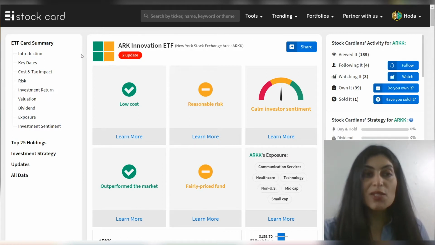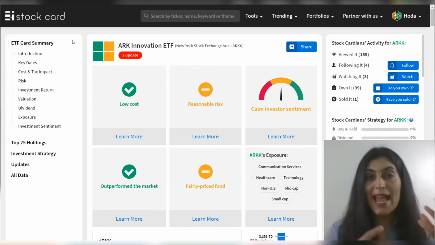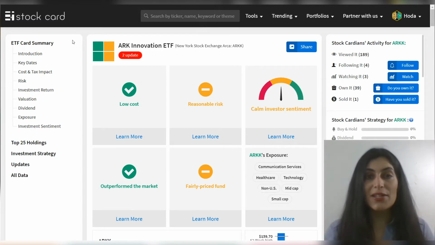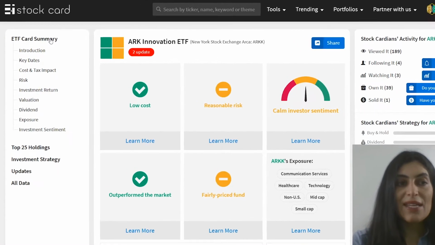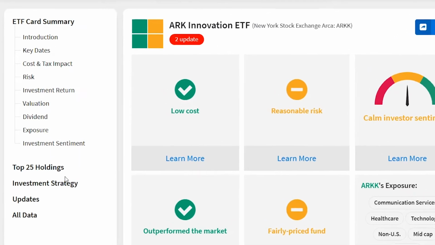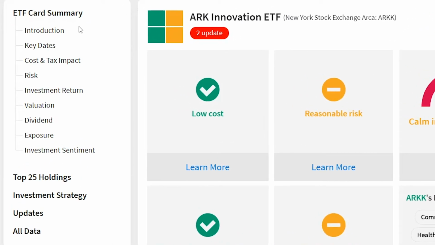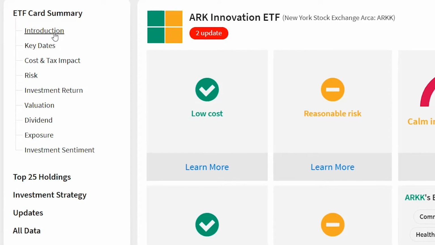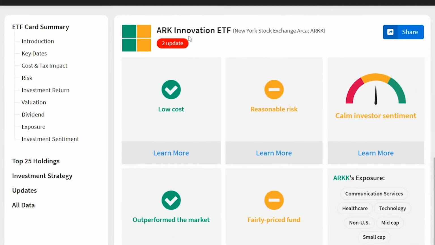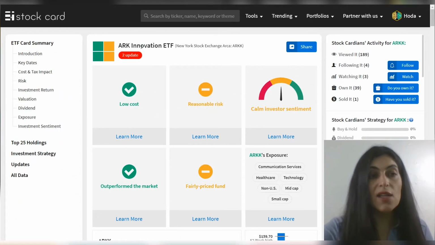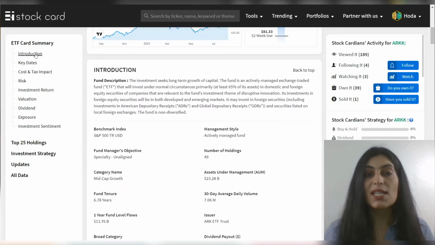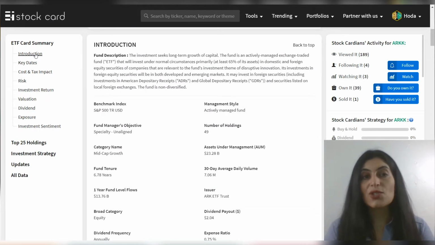First of all, a lot of you told us you want to be able to navigate through stock cards much more easily than just clicking on layers, as the stock cards are presented to you in a layer format. So we added this navigation panel on the left-hand side of ETF cards. The way the navigation panel works is that anything you're interested in, you can click and it directly takes you to that section. So for example, maybe you didn't know what ARK Innovation ETF, ticker ARKK, is all about. You could click on Introduction and it scrolls down to the introduction to the fund.